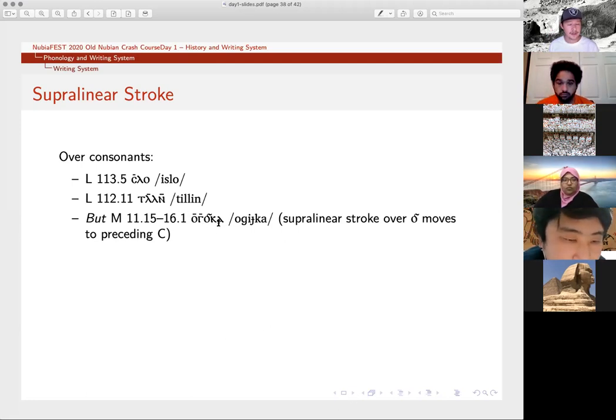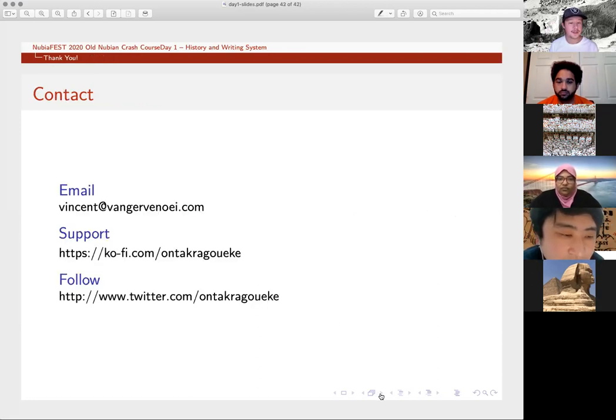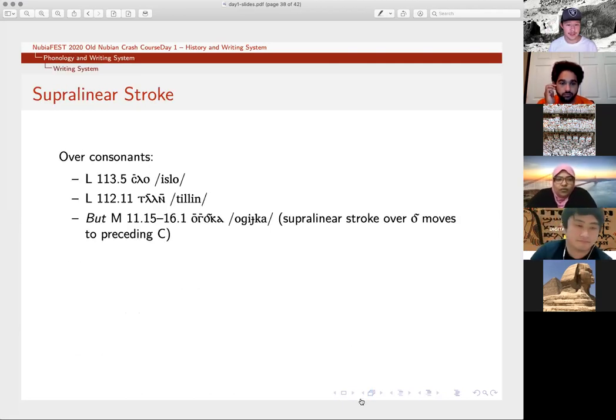There is, of course, some little variation on where it is placed. So a jima is usually quite elaborate in its shape, and so it doesn't have space for a stroke on top. And so whenever you would want to have a stroke over this jima, it is placed over the previous consonant. Sorry, I skipped towards the very end.